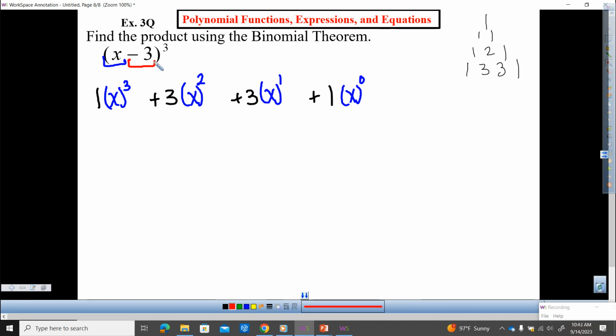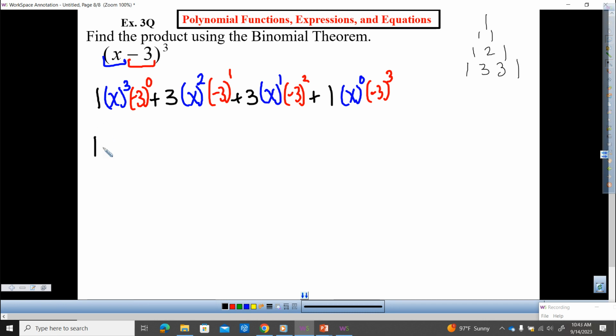Next term is negative 3, so I put that in parentheses, negative 3, but I start at 0 power. And then it builds up. Negative 3 to the first, negative 3 to the second, and it ends with negative 3 to the third. Hands if you got up to right there. Okay. Next step, we're going to apply the exponent.